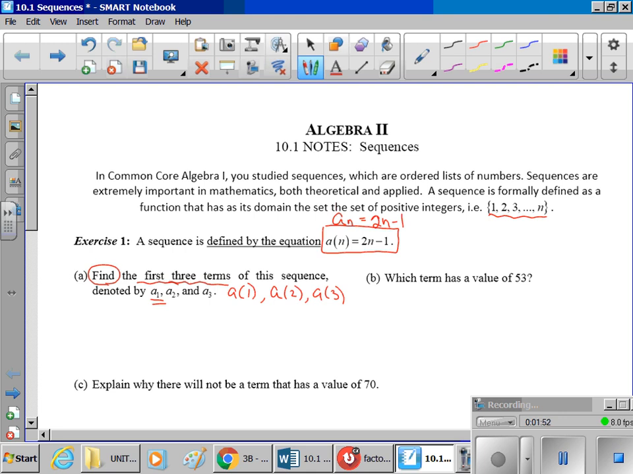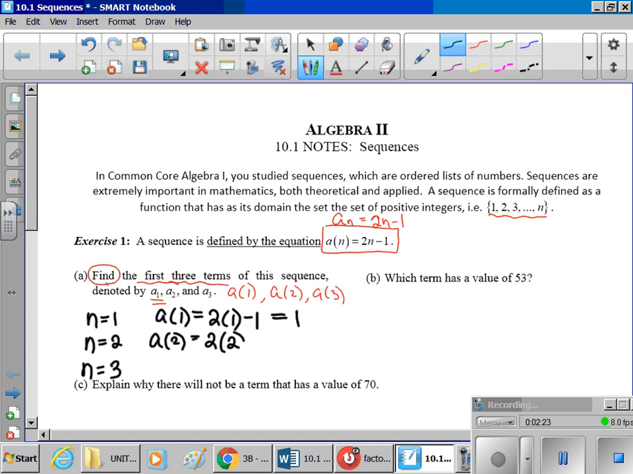My apologies. So to find the first 3 terms, they're telling us that we want to know when n is equal to 1, when n is equal to 2, and when n is equal to 3. These are simple because this models a linear function. We have a of 1 is equal to 2 times 1 minus 1, which is equal to 1. A of 2 is equal to 2 times 2 minus 1, which is equal to 3. And a of 3 is equal to 2 times 3 minus 1, which is equal to 5.